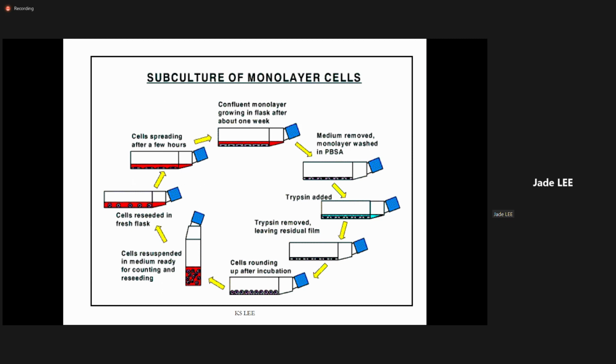They are no longer touching each other, and then you remove the trypsin and leave the residue of the trypsin, and then you incubate the cell until the cell rounds up. These cells are flattened, now they become rounder. This is now like an individual cell, right?